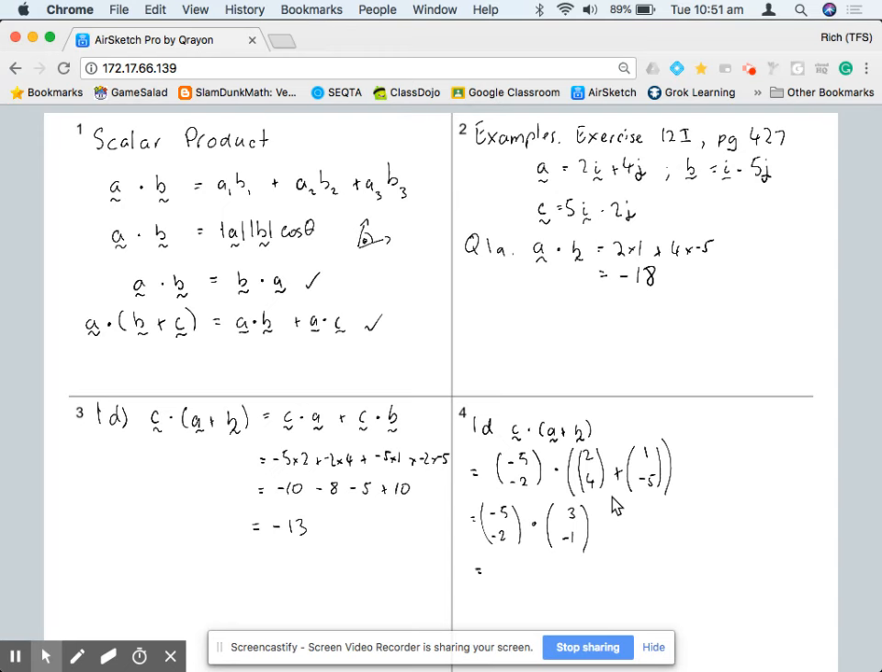Okay, now I'm going to dot product them, and I get negative 5 times 3 plus negative 2 times negative 1. And negative 5 times 3 is negative 15. Negative 2 times negative 1 is positive 2. And that gets me negative 13, which is the same as what we got in slide 3. Yeah? So either approach would have worked. And it depends on where you feel more comfortable, really.